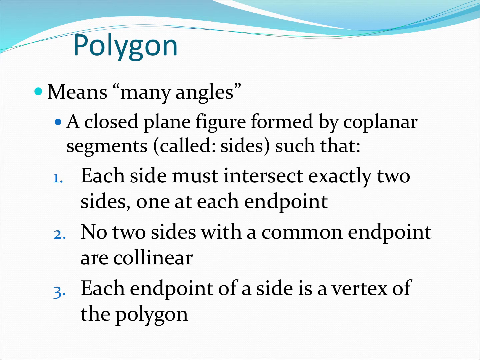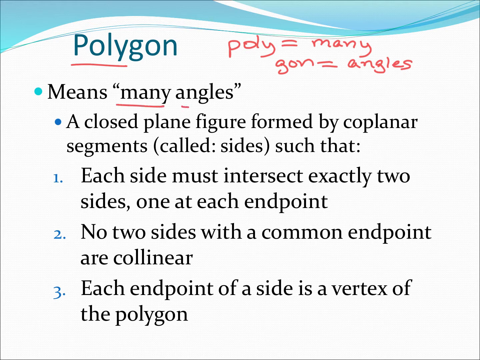So the word polygon, if you break it apart into say suffixes and prefixes, the word poly means many. And then the word gon, the last part of it, means angles. So the word polygon means many angles. Now, a polygon is a closed plane figure that's formed by coplanar segments called sides.